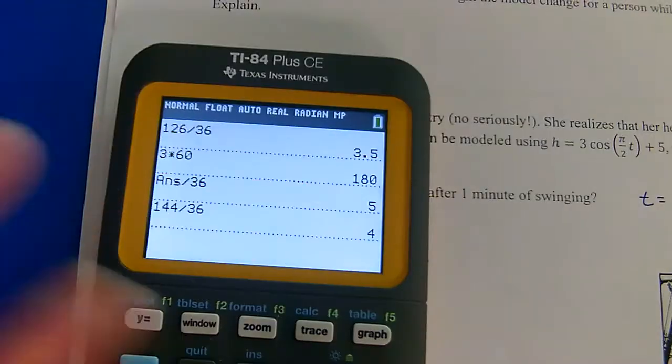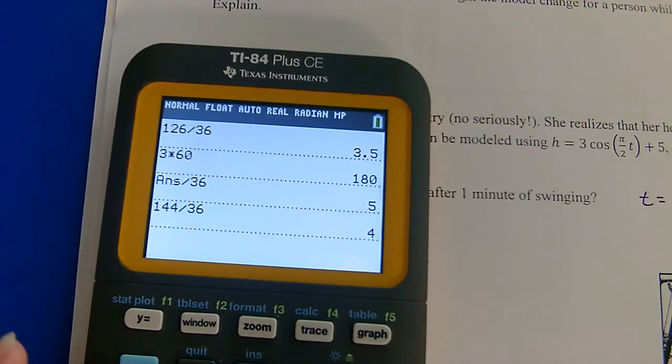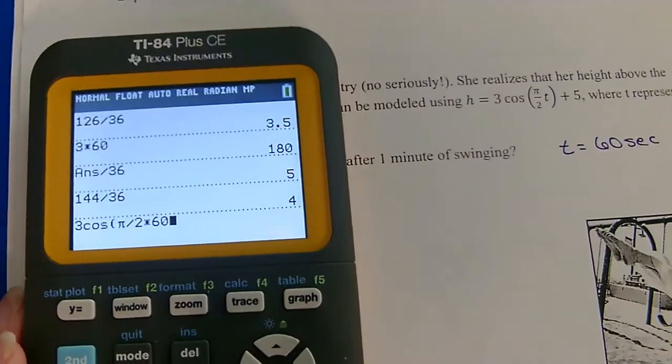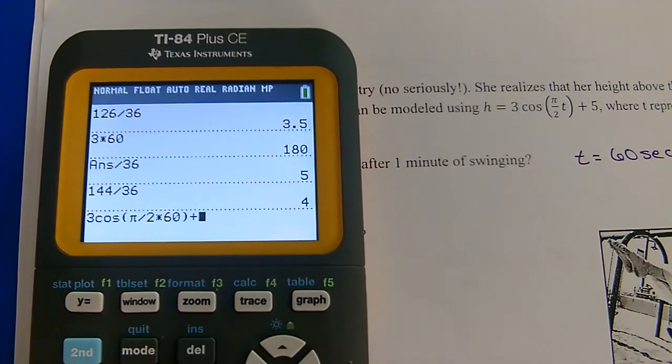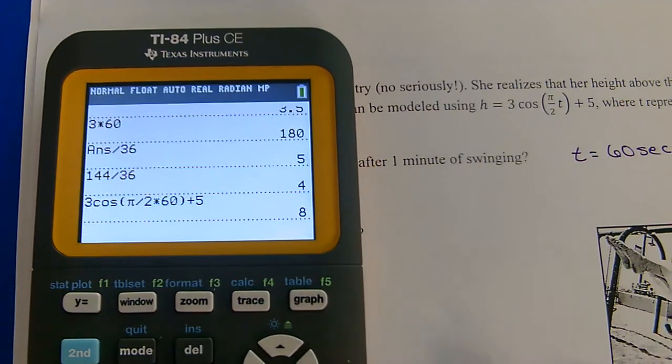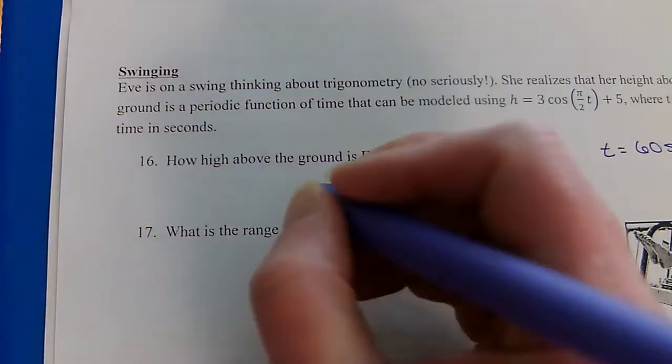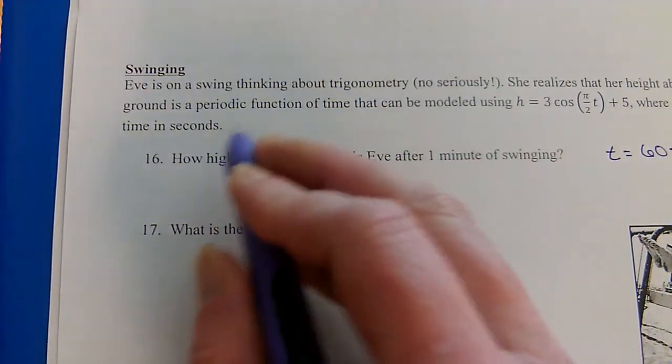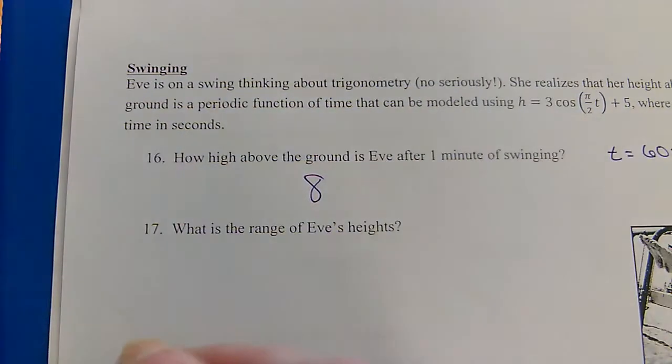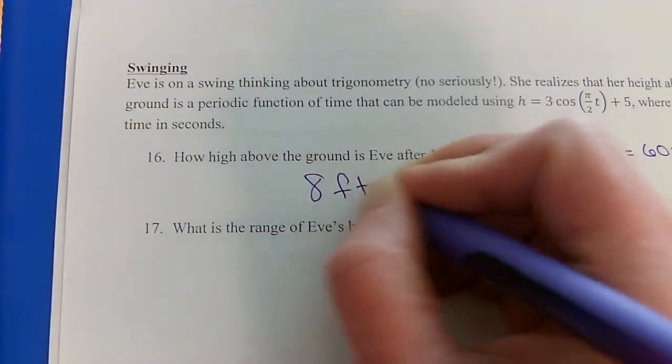So what I could do is type that in: 3 cosine pi over 2 times 60 seconds, because that's the t, close parentheses, plus 5. It says 8. So 8 what? It does not say. Let's say that's in feet.